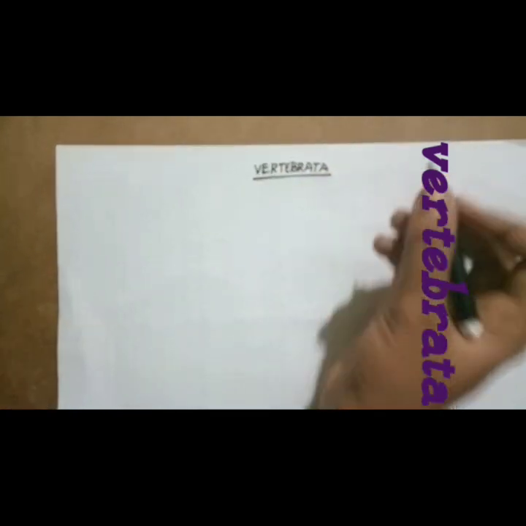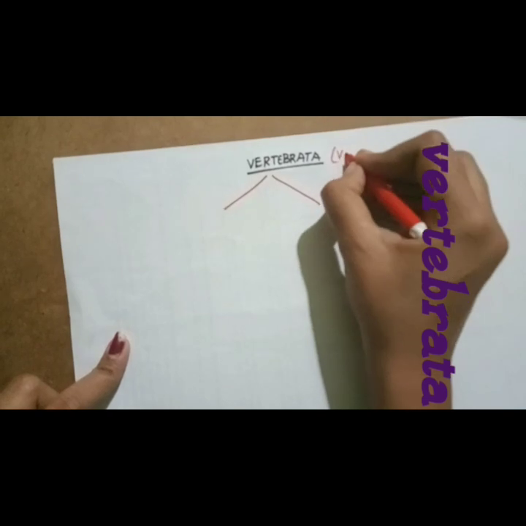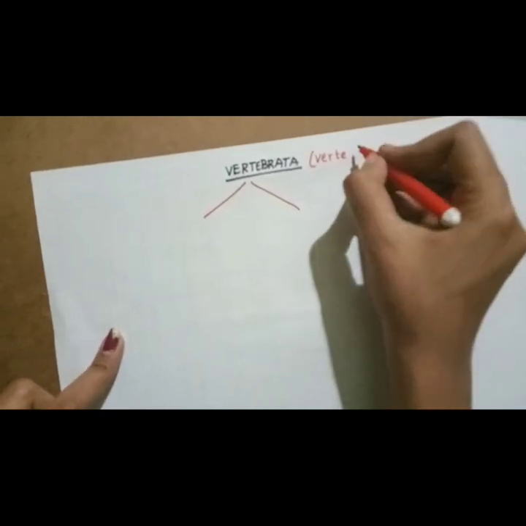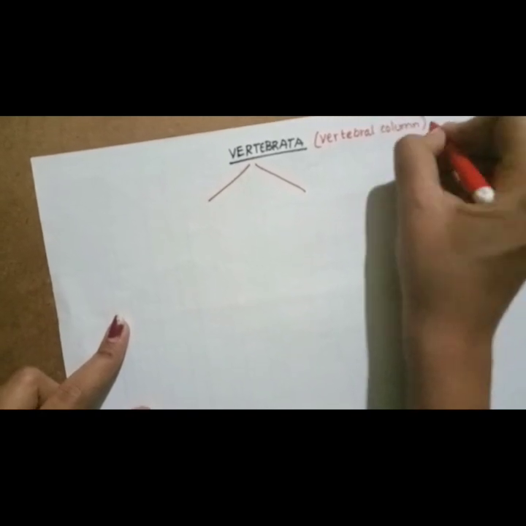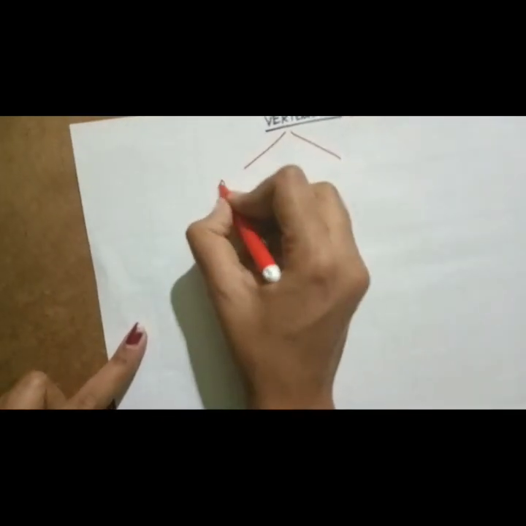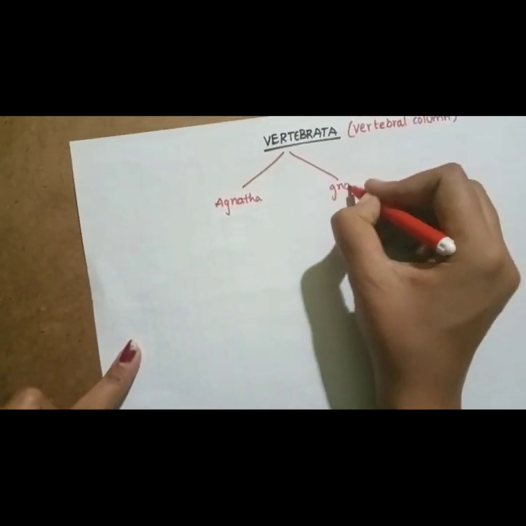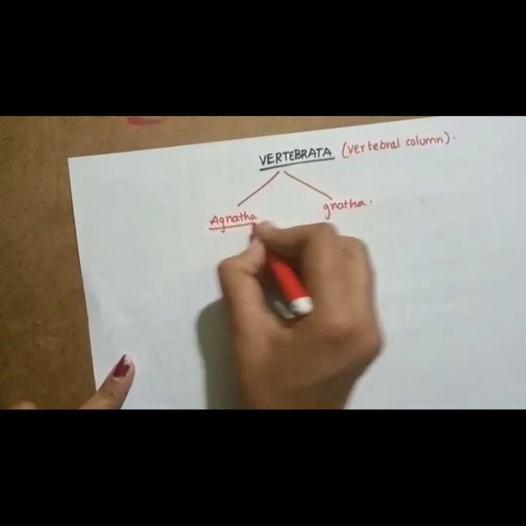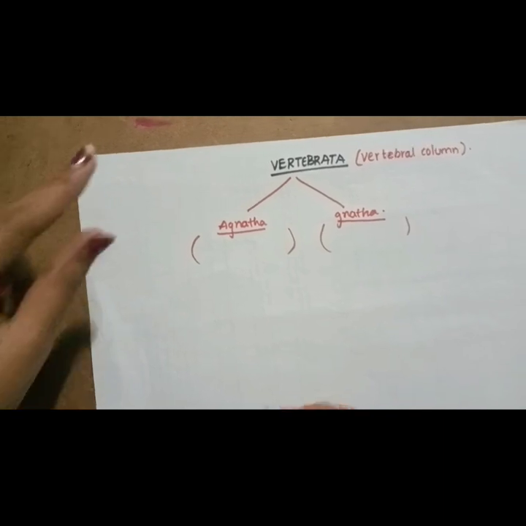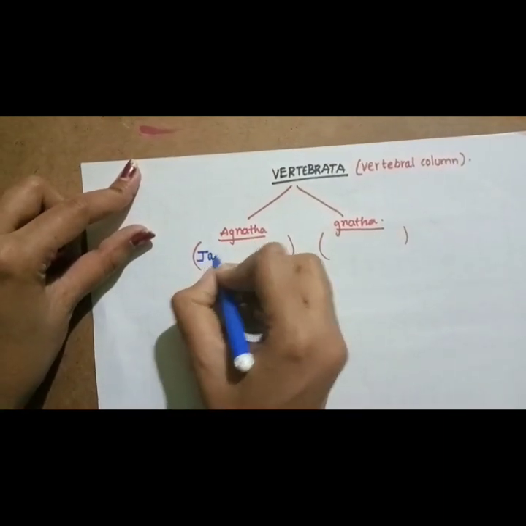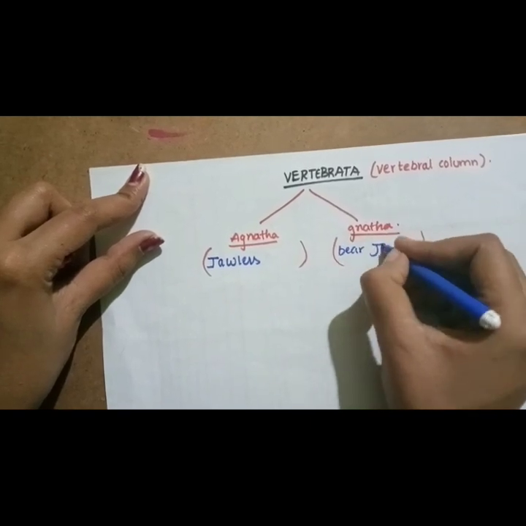Hi everyone, in this video we are going to discuss the classification of the vertebrata. They are called vertebrates because of the presence of the vertebral column, right? The vertebrate is divided into agnata and gnata. First of all, gnata means jaw. Agnata means absence of jaw, that is, they are called jawless. And gnata, which bear jaw.